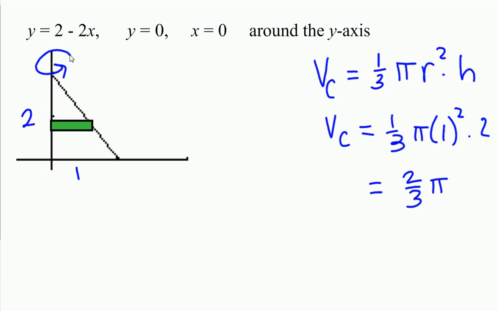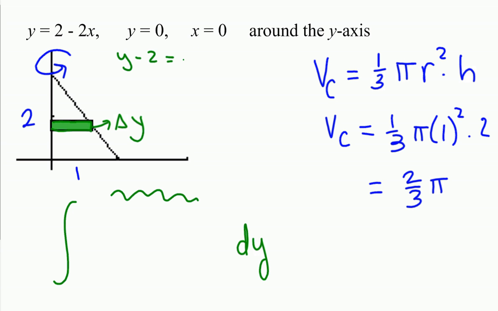Like what you've done with your Hershey's Kiss project, we are splitting up our area into little rectangles, infinitely many, and you can see that the width of that rectangle is delta y, which means we are going to be integrating with respect to y. The whole integrand needs to be in terms of y. So instead of y equals 2 minus 2x, I have to solve that equation for x, and I will get my radius to be (y minus 2) over negative 2.